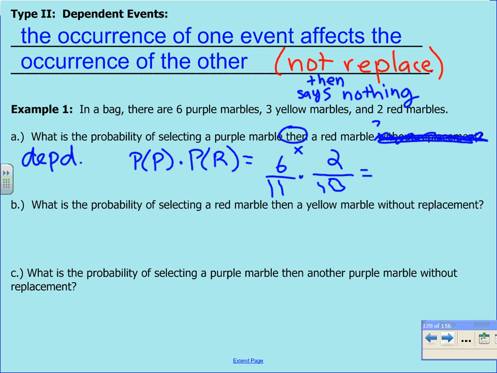Awesome. You have to subtract 1 from the total. So multiply across the top, across the bottom. We have 12 over 110. Completely simplified, Annalise, we get, good, 6 over 55.